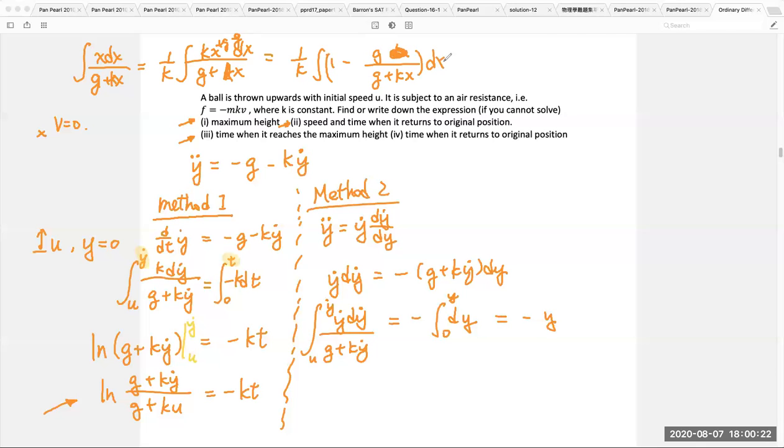This one. And then the next step that we need to use that. Okay, this you get the x already. And then here you need to multiply k first and then divide by k again. And then you get the natural log of g plus kx here. So then you can substitute in this formula.